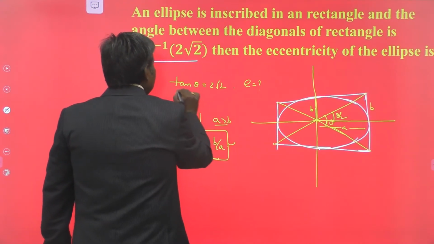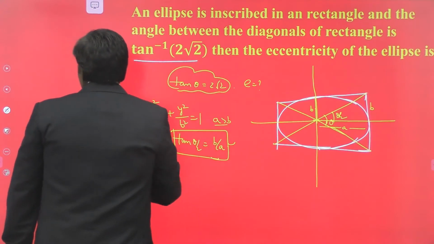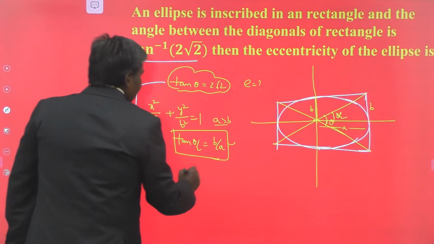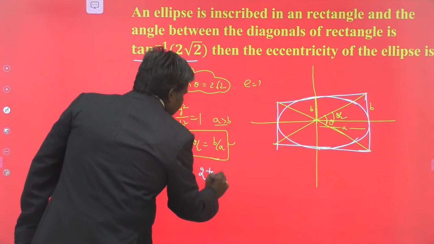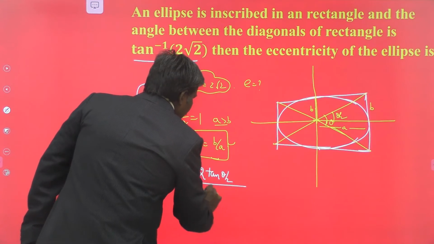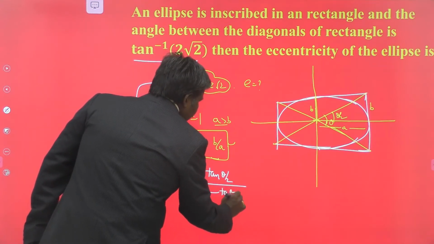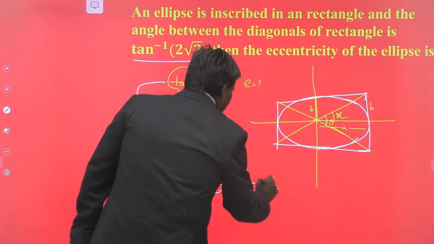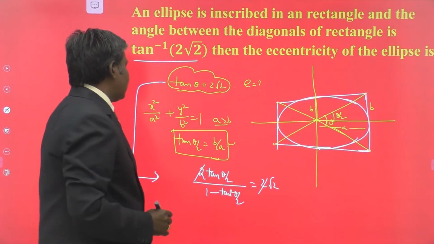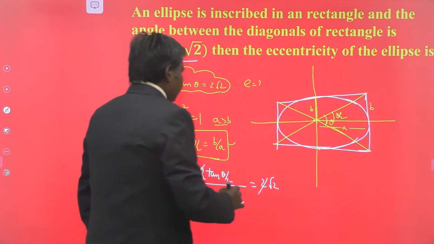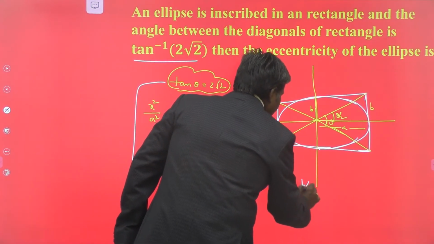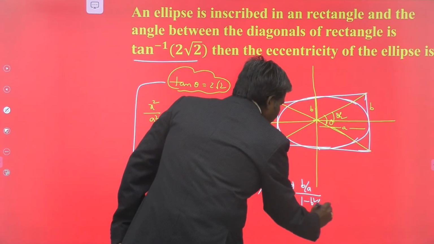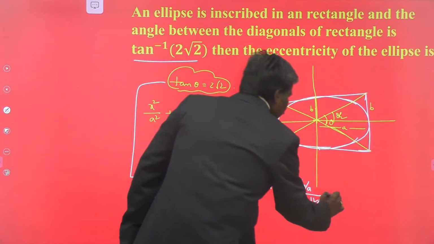We use the condition here itself. How to use this one? From this, tan theta can be written as 2 tan theta by 2 by 1 minus tan square theta by 2. It is nothing but 2 root 2. So clearly 2 gets cancelled. Tan theta by 2 we mean b by a, which implies b by a by 1 minus b square by a square. 1 minus b square by a square is equal to root 2.